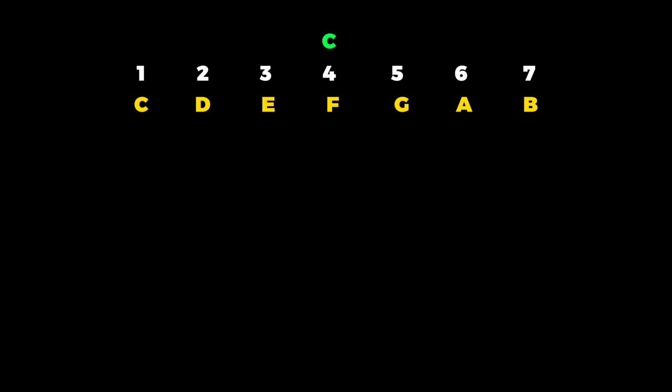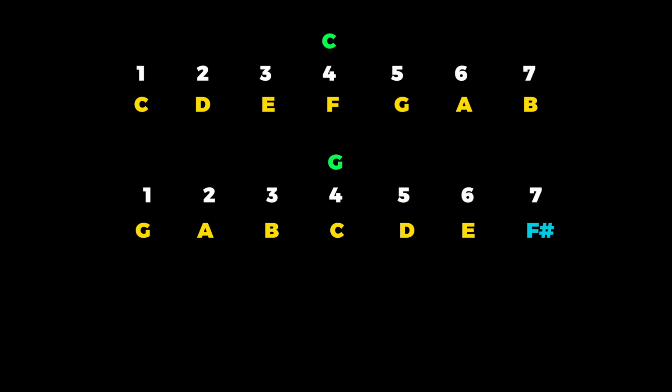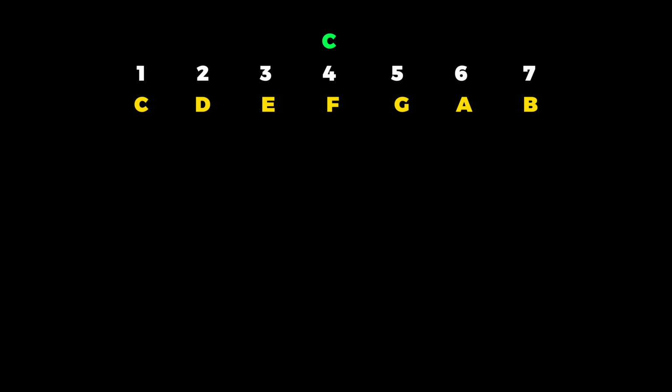The reason that everyone uses the key of C to explain this stuff, by the way, is because there are no accidentals in this key. If we look at the key of G, we have 1 accidental, F sharp. If we look at the key of F, we also have 1 accidental, which is B flat. So for simplicity, we're gonna stick to the key of C.